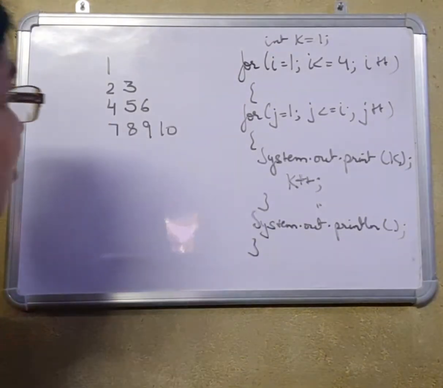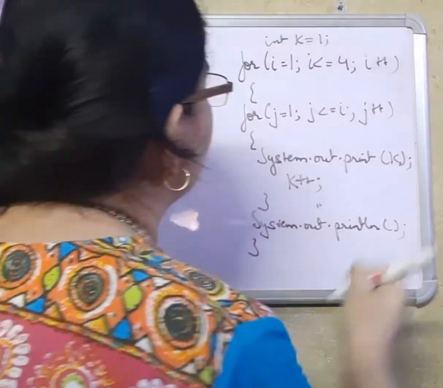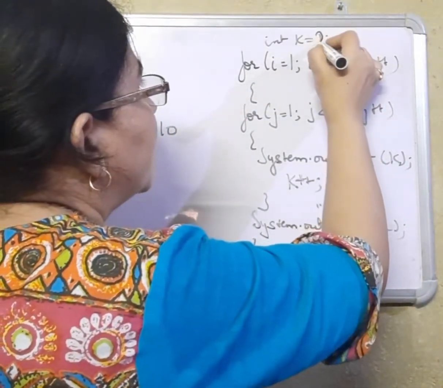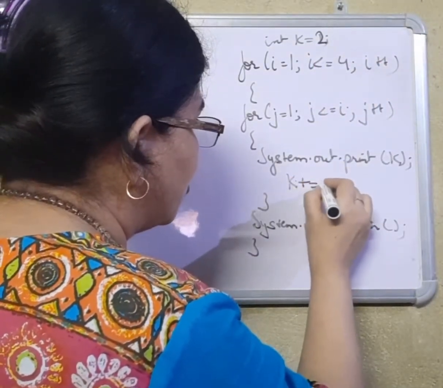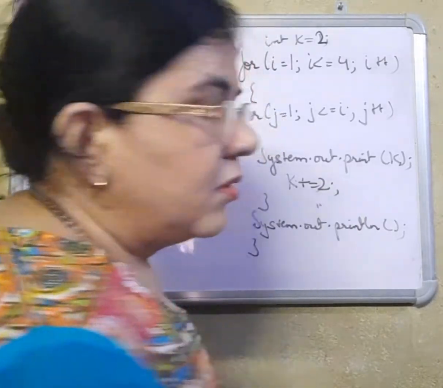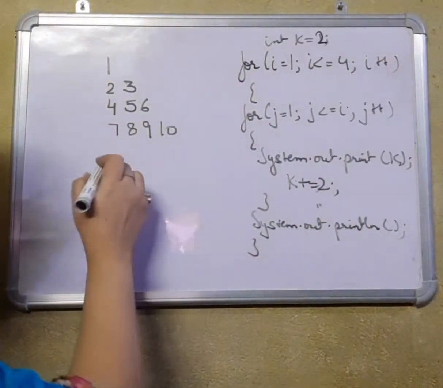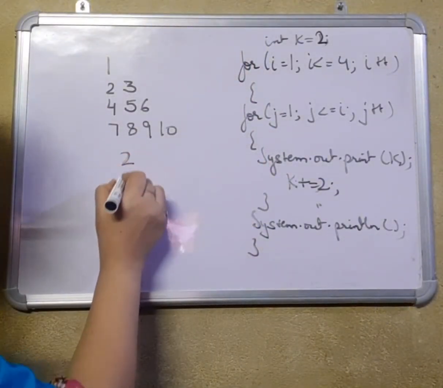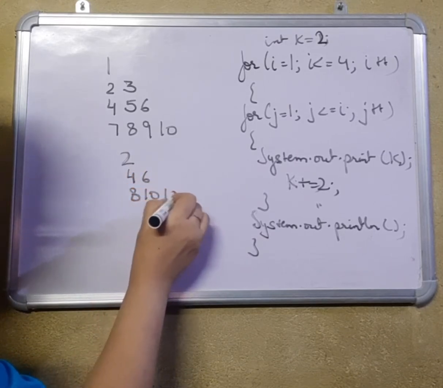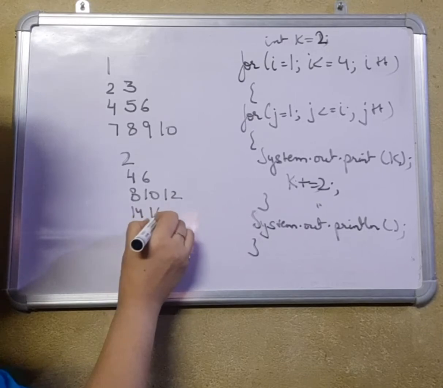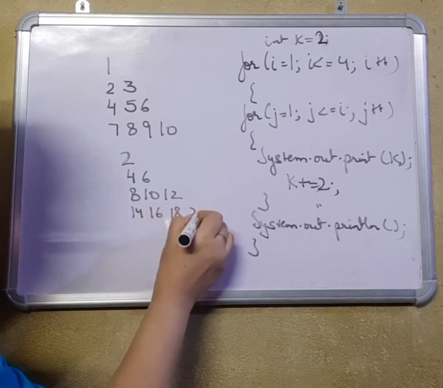In this case, if suppose an even number pattern is given, we will be keeping here k as 2 and we will increment k plus is equal to 2. And the pattern that we will be getting is like 2, 4, 6, 8, 10, 12, 14, 16, 18, 20.